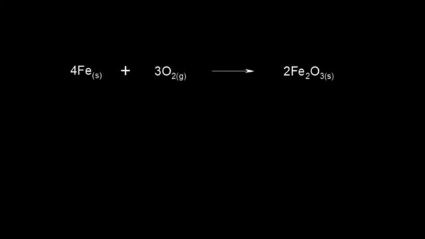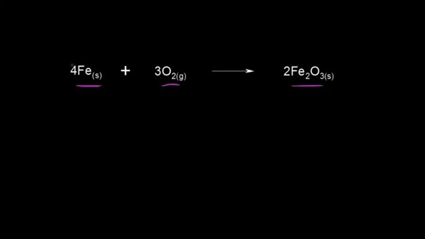Let's look at a few redox reactions and assign oxidizing and reducing agents. So this is a famous reaction, the rusting of iron. Here I have some iron metal, and we add some oxygen gas to it, and we form iron(III) oxide as our product. So let's assign some oxidation states.